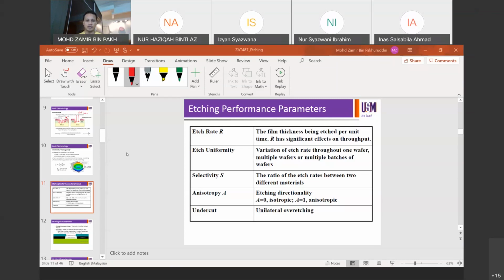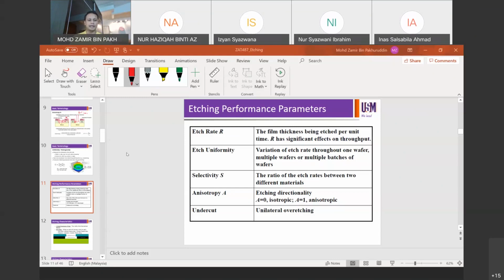Selectivity is the ratio of etch rate between two different materials. For example, if you want to etch silicon dioxide on silicon, the selectivity has to be high, or else you won't see accurate removal of the material you want to remove. Anisotropy is about the directionality of the etching. If you etch in all directions with equal etch rates, the process is said to be isotropic. If you etch with a higher etch rate in one direction compared to other directions, the process is said to be anisotropic.